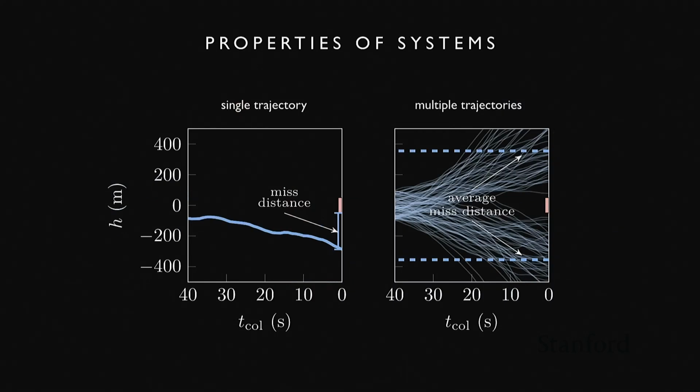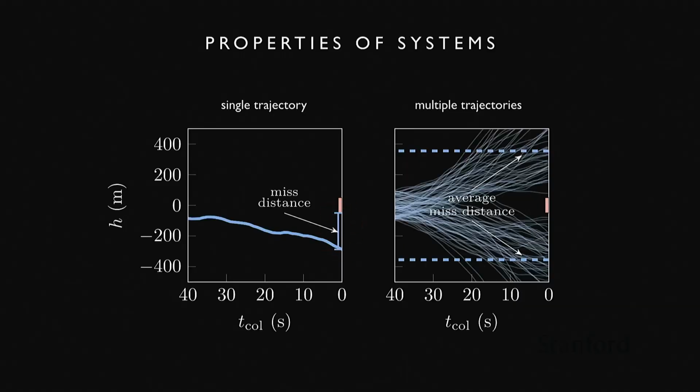Okay, so we can also have metrics or specifications on single trajectories or full sets of trajectories. For example, the missed distance was a metric on a single trajectory. By the way, in this plot we're plotting the relative altitude of the two aircraft on the vertical axis and the time to collision, or the time to loss of horizontal separation, on the horizontal axis. What this is saying is as our time to collision approaches 0, we're losing all of our horizontal separation.